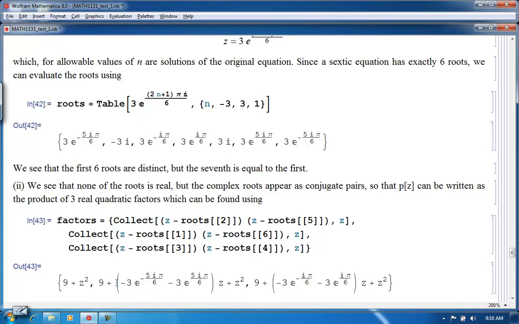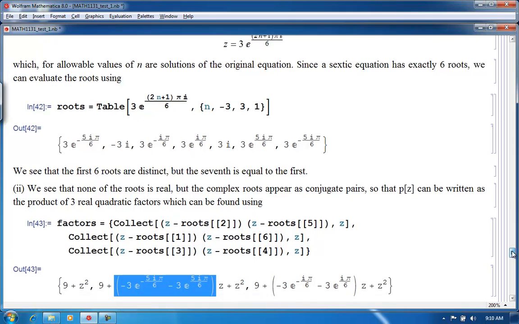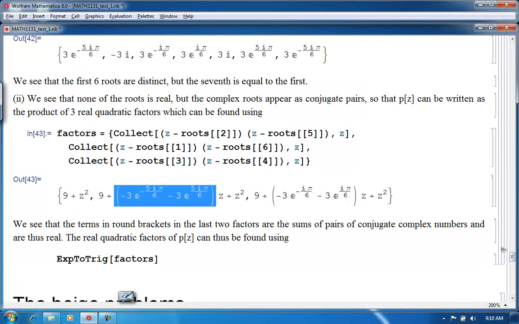And you can see that the first one is okay, z squared plus 9. This one is 9 plus a complex number, but it's the sum of a complex number and its conjugate, so that result is real, as is this one here. So this would be 6 times, or minus 6 times, the cosine of 5 pi on 6.